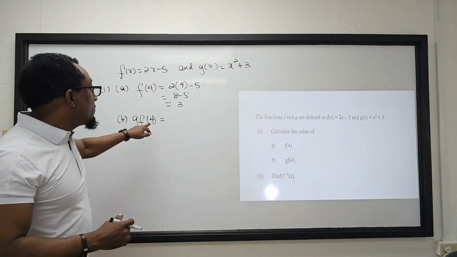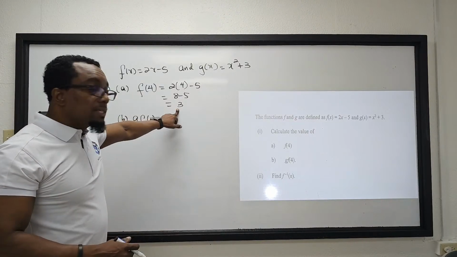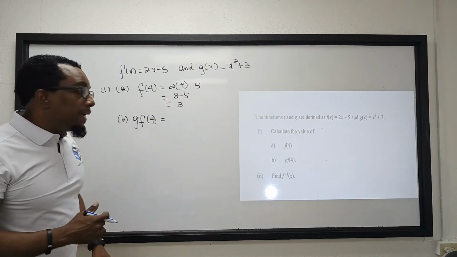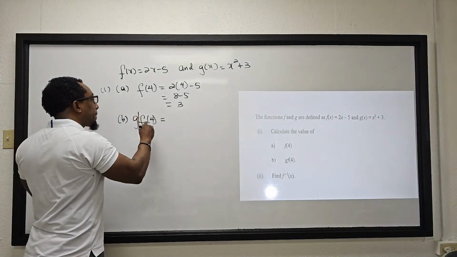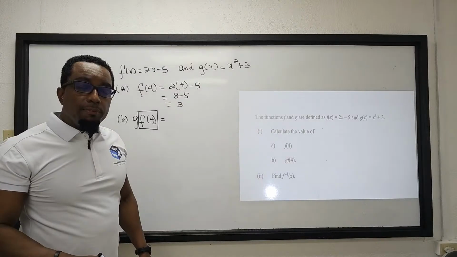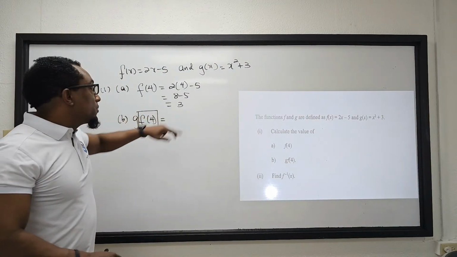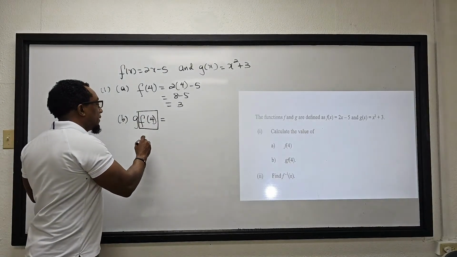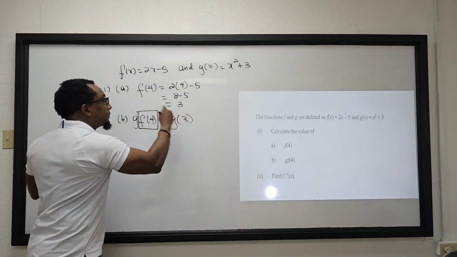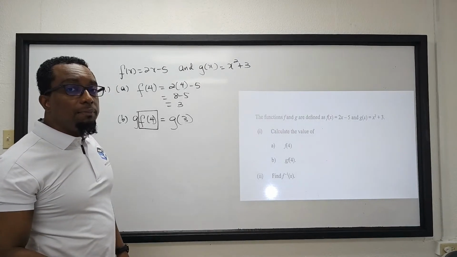And we want to find a value for gf of 4. Once you see a number in brackets, the answer will be a value. So to find gf of 4, I first must work out what is g of 4, which I did previously. G of 4 is 3. So this is really the same as g of 3. So gf of 4 is really g of 3.